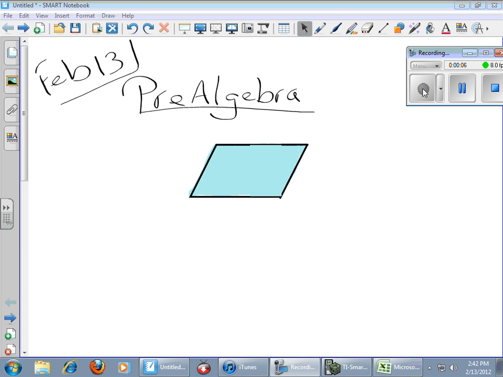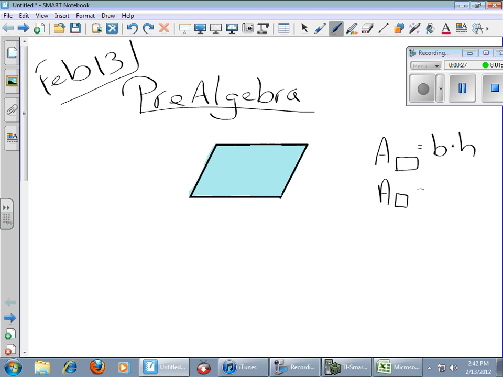It's a Monday, and today we're going to be learning how to calculate area of parallelograms and trapezoids. Let's review really quick. We already know that we can use these formulas. Area for a rectangle is base times height. The area for a square is also base times height.